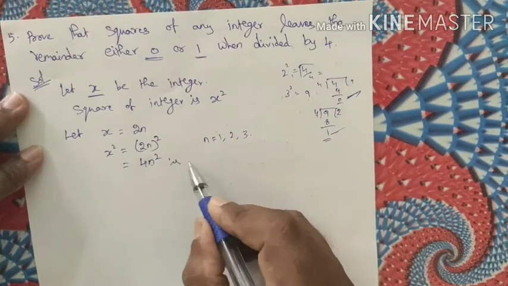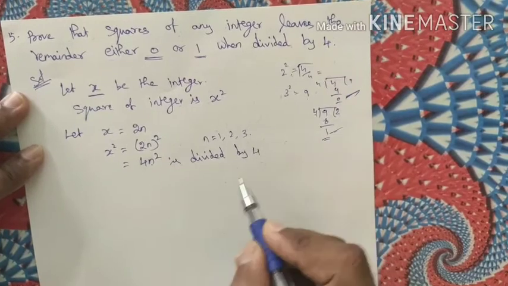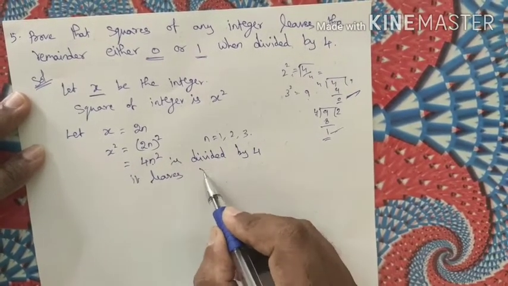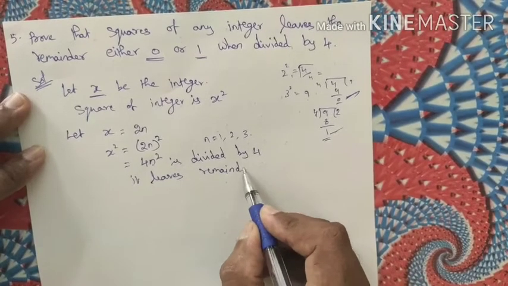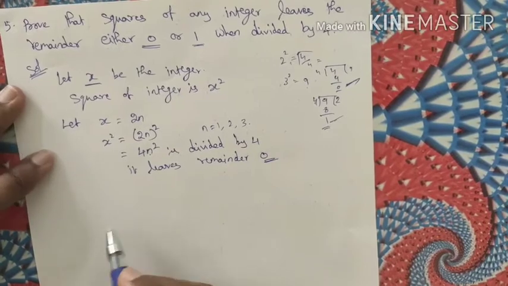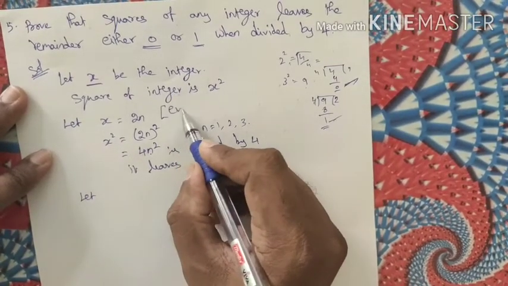So it is divided by 4, it leaves the remainder 0. Even numbers, right?